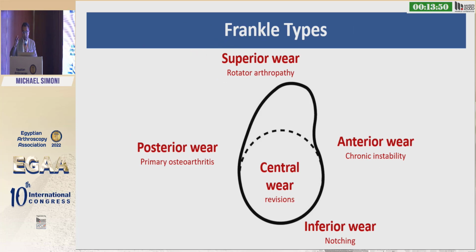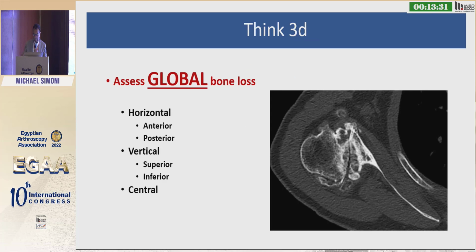You have to keep in mind the different wear patterns described by Walch: superior wear, which is common with cuff arthropathy; inferior wear with notching; posterior wear with primary osteoarthritis; anterior wear with chronic instability; or central wear in cases of revisions. Always think 3D. Assess global bone loss: horizontal, anterior and posterior; vertical, superior and inferior; and central. Here are the different types of glenoid bone loss.